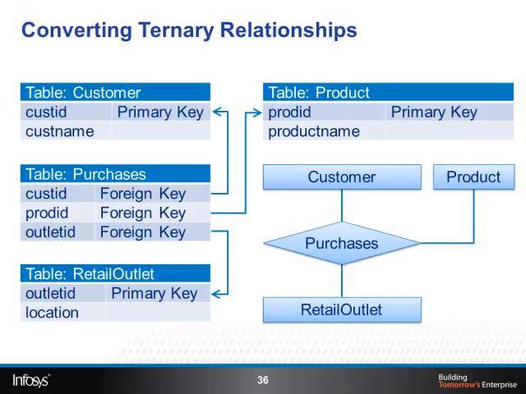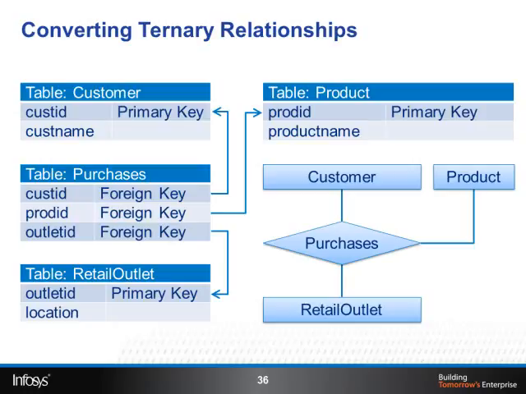As seen before, entity employee is modeled to the table employee, entity product is modeled to the table product, and the entity retail outlet is modeled to the table retail outlet. To model the ternary relationship purchases, a new table named purchases is added to the relational model. The table has 3 columns.